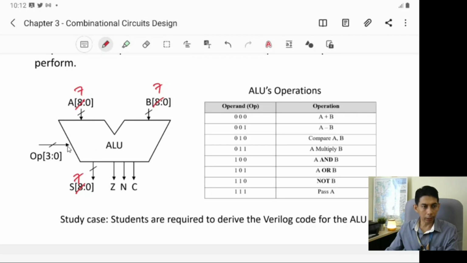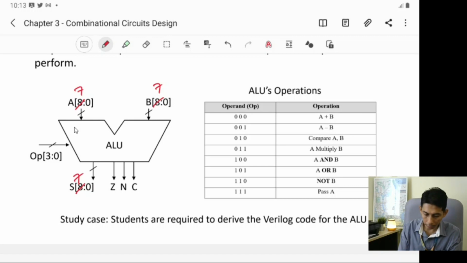And this ALU can perform many operations. So these are the operations. If the input of the operand, or the control signal, is 0, 0, 0, the output S here will be A plus B. If the operation is 0, 0, 1, the output is A minus B. If 0, 1, 0, we compare A and B. If 0, 1, 1, we multiply A and B. So the output will be the multiplier result.